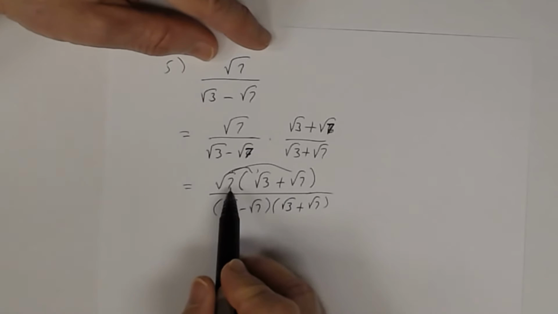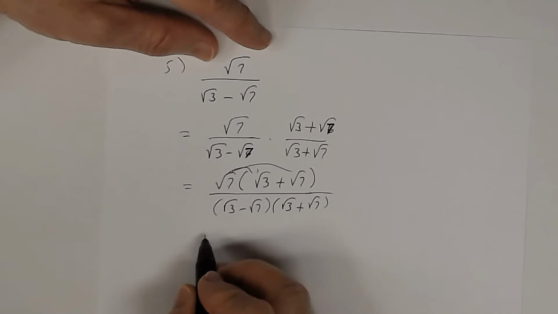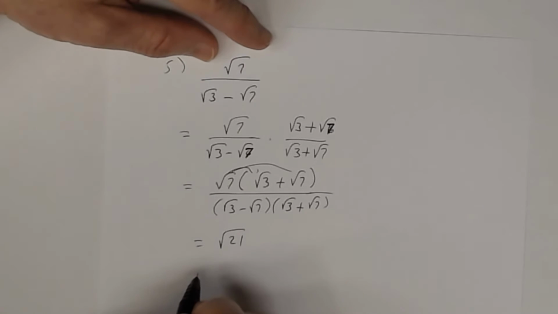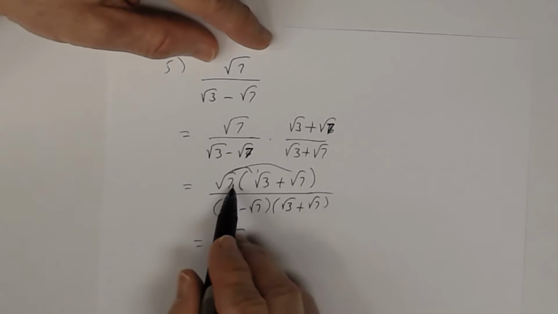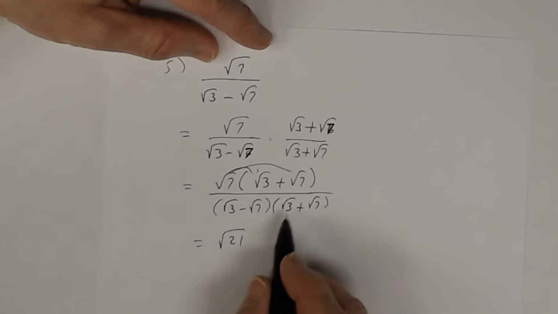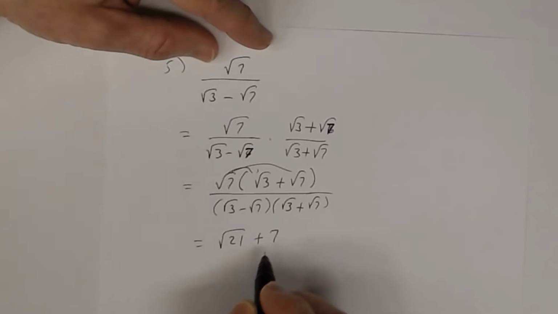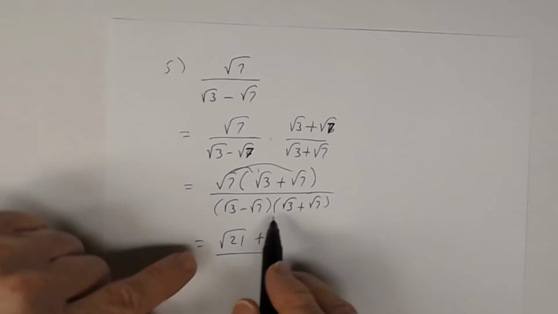Distribute. The square root of 7 times the square root of 3 is the square root of 21, right? The indices are the same. You multiply the radicands. The square root of 7 times the square root of 7 is just what? 7. Don't say the square root of 49. If you do, you have to simplify that. It's just 7, right? Divided by, all right, now let's FOIL this.